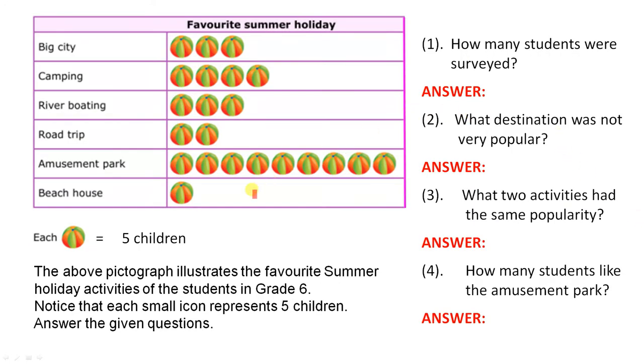Favourite summer holiday. Each of these icons represents 5 children. The above pictograph illustrates the favourite summer holiday activities of the students in grade 6. Notice that each small icon represents 5 children. Answer the given questions. We haven't written the answers down here, so it'll give you an opportunity to write them down. Firstly, remembering that each one of these icons is 5 children, how many students were surveyed? Now see if you can work that out. I'll give you a couple of seconds before we carry on with it.